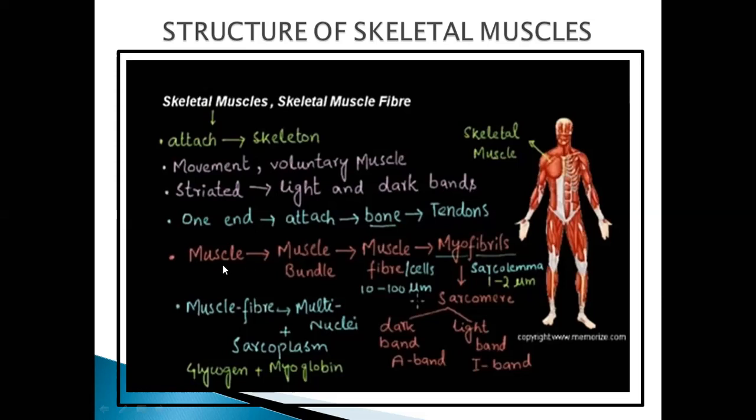Muscles are made up of muscle bundles, and muscle bundles are made up of muscle fibers. Muscle fibers are composed of myofibrils. In the structure of myofibrils, there is the sarcomere that consists of the dark band and the light band. Muscle fibers are multinucleated, and their cytoplasm, known as the sarcoplasm, consists of glycogen and myoglobin. This was the ultrastructure of the skeletal muscles.